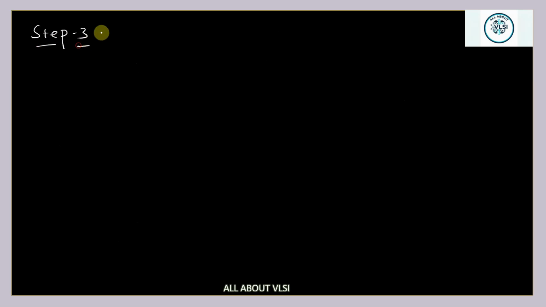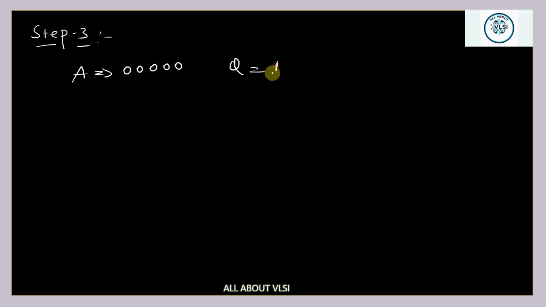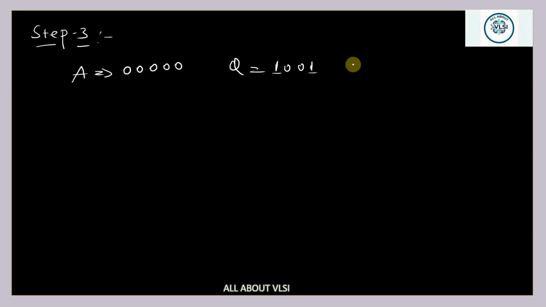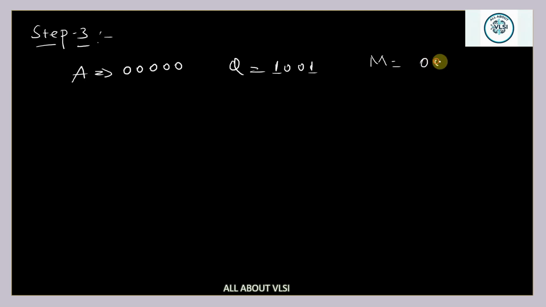So in step 3, we have the accumulator value 00000, and my quotient value is 1001, and my M is equal to 00011. The 2's complement of M is basically 11101. This is my 2's complement of M.